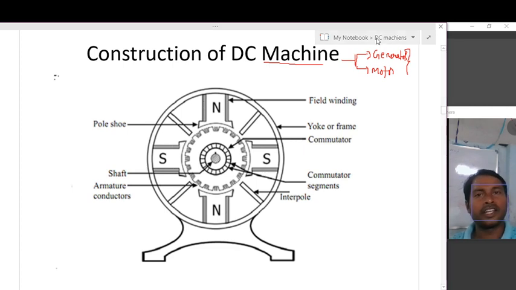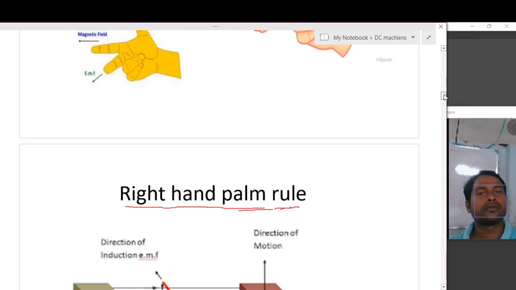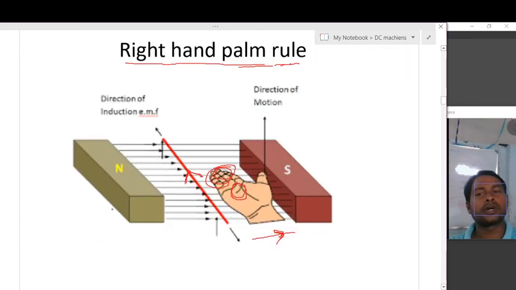So I already explained the working principle, and according to the working principle, the DC machine definitely contains poles, north, south, north, south, in a sequence. In the working principle, these two are permanent magnets, north and south. But that is only for understanding purposes that I took permanent magnets.